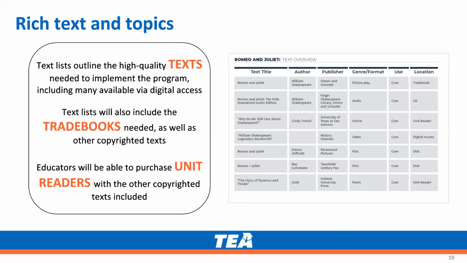We want to also take a moment to highlight the rich texts and topics students will cover 9th through 12th grade. So again, English 1 and 2. Adopting districts would need to invest in the unit text, which include, as you see here, text lists that include trade books, which are in some ways the anchor text needed, as well as other copyrighted text. Educators would be able to purchase unit readers and other copyrighted texts included as part of the program. And so you can see on the right, the text title and a list of text offerings. And I think the headline here is really that while the materials themselves are freely accessible, there are certain copyright texts that would need to be purchased for any district who is considering adoption.